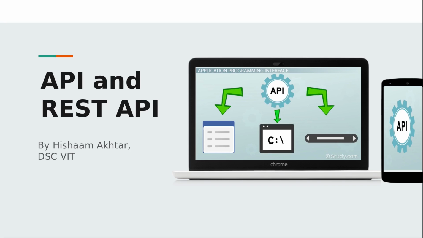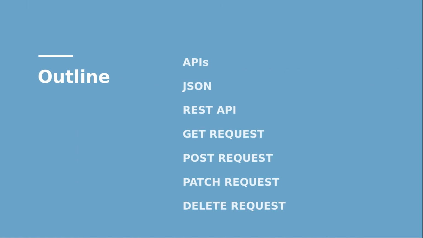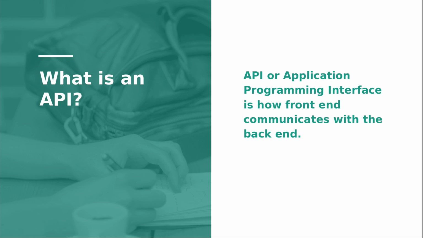So in this section we are going to be learning about APIs. I'll go through the outline. So first we learn about APIs or application programming interfaces. Then we learn about JSON or JavaScript object notation, which is a way to represent data. Then we learn about REST APIs and then 4 HTTP methods that every developer should know about. So let's get started.